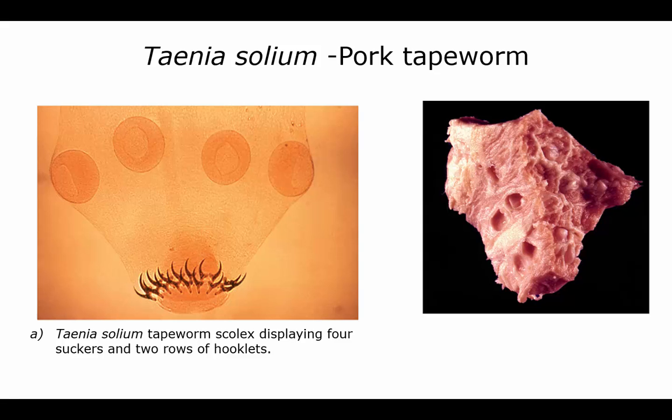And this over here, figure A, is showing you the scolex with the 4 suckers and then the 2 rows of the hooklets that hook into the small intestine.